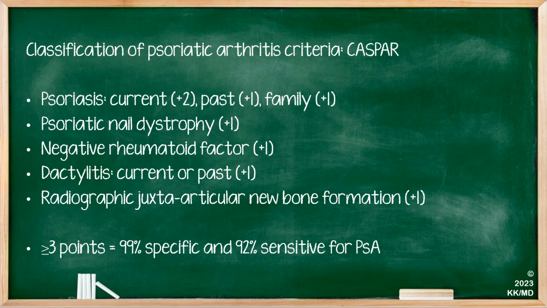You would be asking for any nail changes that we discussed earlier. Having a negative rheumatoid factor would actually give you 1 positive mark in the CASPAR, because remember the other possible differential for a condition that frequently presents like psoriatic arthritis would be rheumatoid arthritis. Having dactylitis either in the past or currently will give you a mark, and finally any X-ray changes such as new bone formation would also count for 1 mark. A score of 3 points or more has about 99% specificity and 92% sensitivity for psoriatic arthritis.